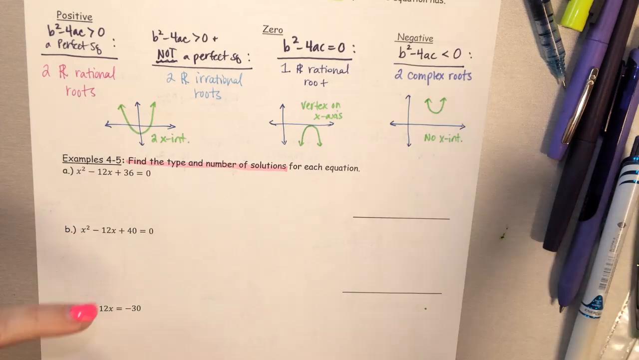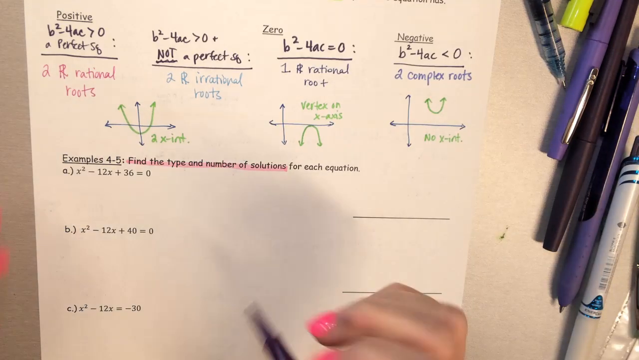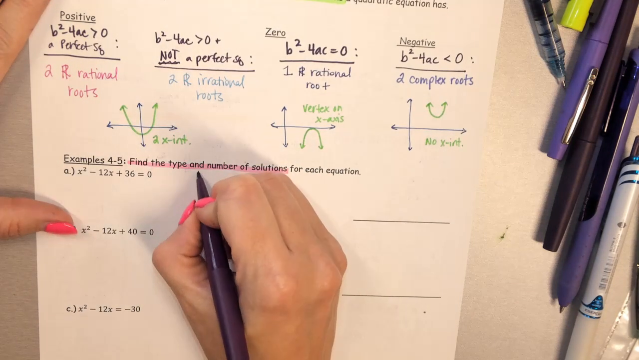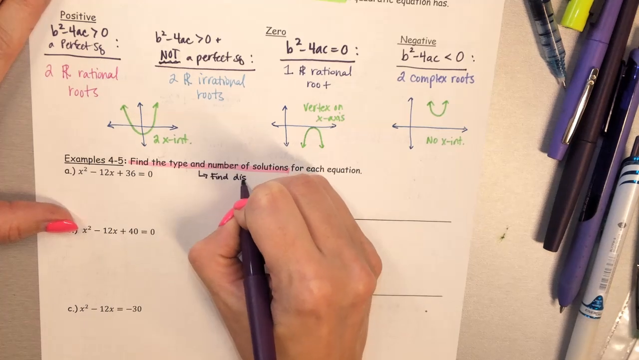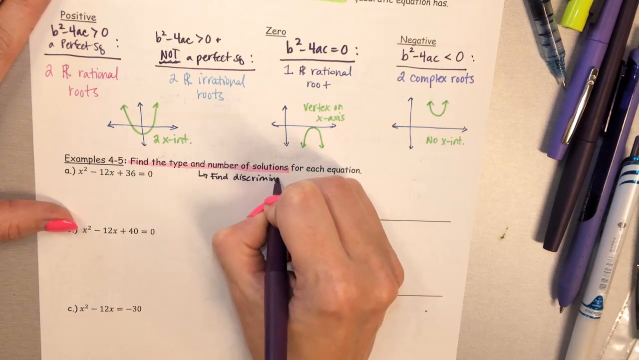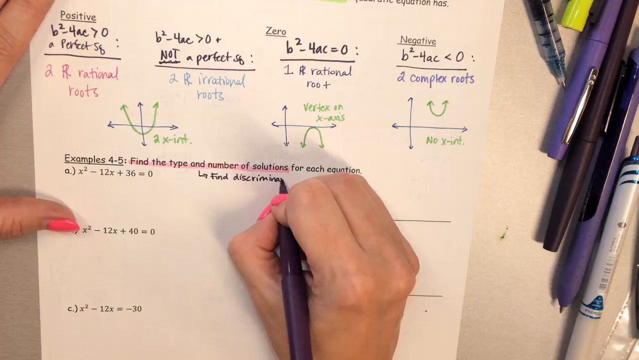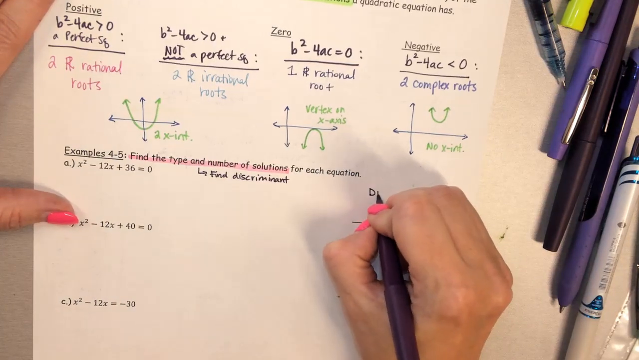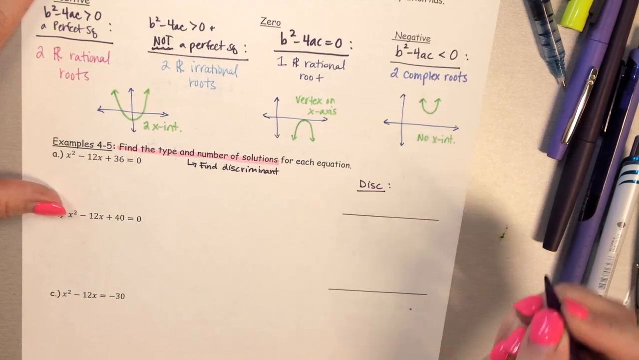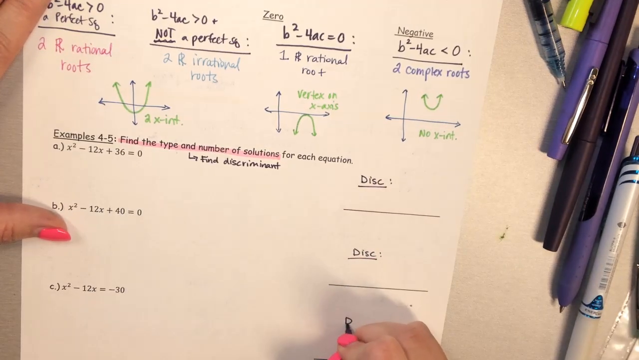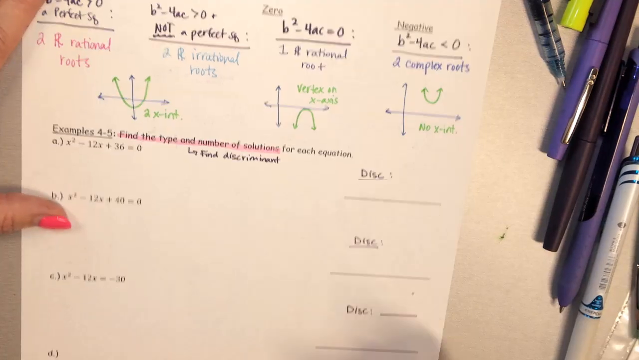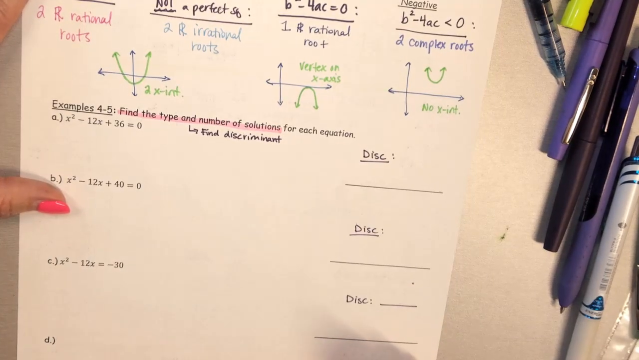The directions don't specify to find the discriminant, but that is what we are doing. So you are going to find the discriminant for each. That's also how it will be on your next assessment. Okay, so we're just going to abbreviate and make a line above the line for each one to find what the discriminant is.